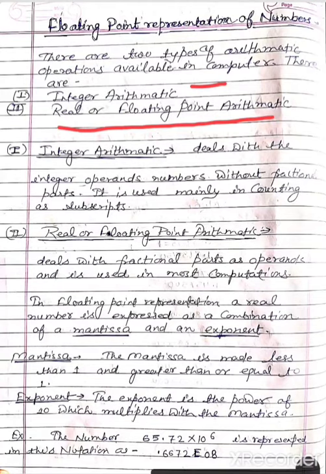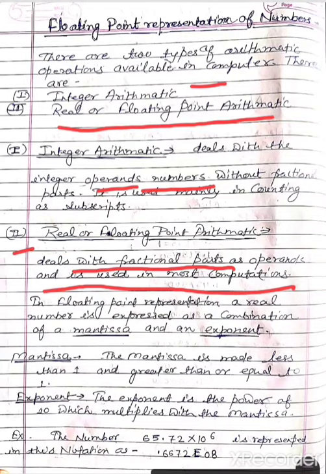Integer arithmetic deals with integer operands, numbers without fraction parts. It is used mainly in counting and as subscript. Number 2 is the real or floating point arithmetic. This arithmetic deals with the fractional part as operands and is used in most computations.